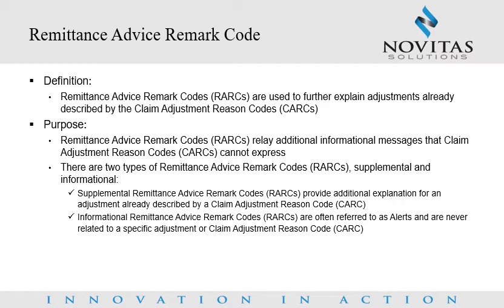The second type of Remittance Advice Remark Code is informational. These Remittance Advice Remark Codes are often referred to as alerts. Alerts are used to convey information about remittance processing and are never related to a specific adjustment or Claim Adjustment Reason Code.